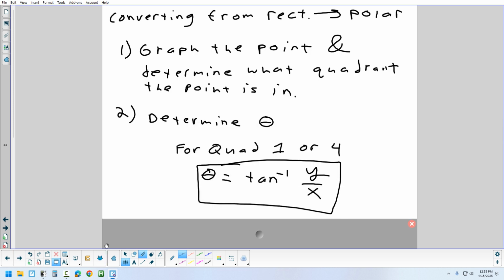So to convert from rectangular to polar, you might not see Y yet, but you should graph it, or even if you don't want to graph it, you do need to figure that out. You have to figure out what quadrant your point is in.